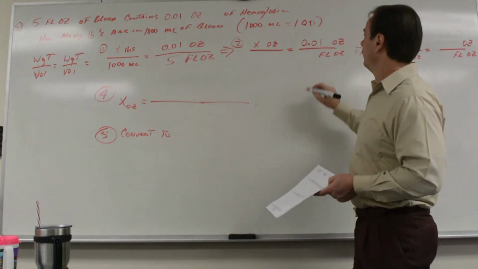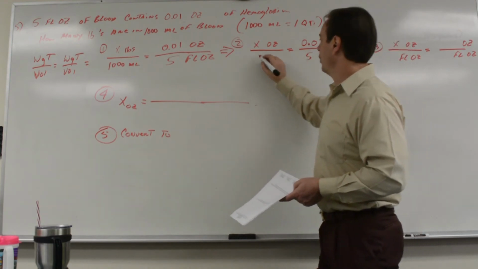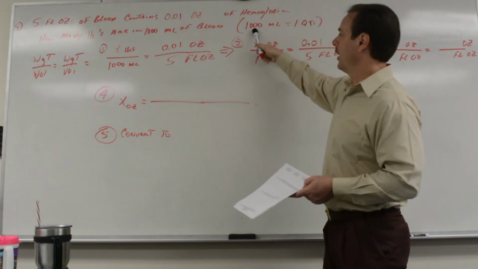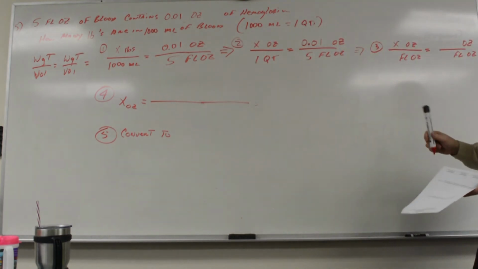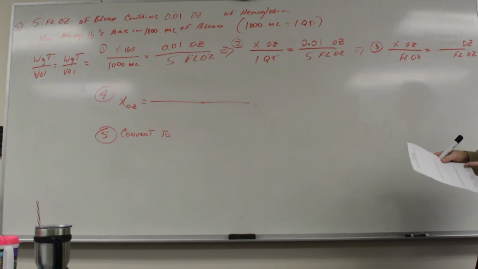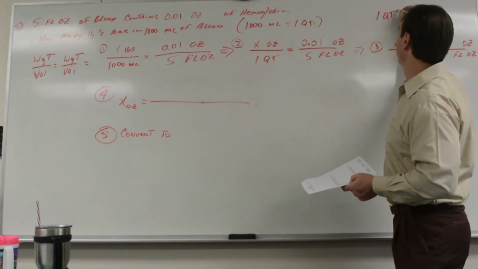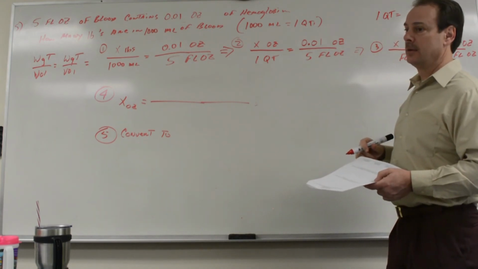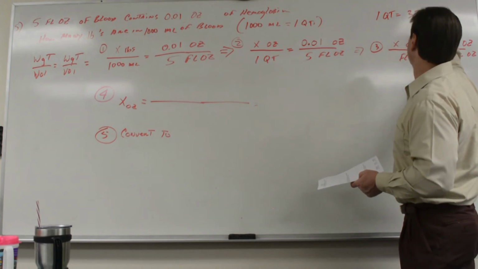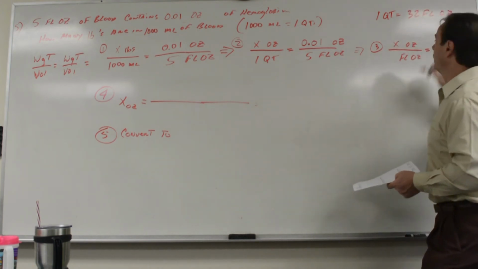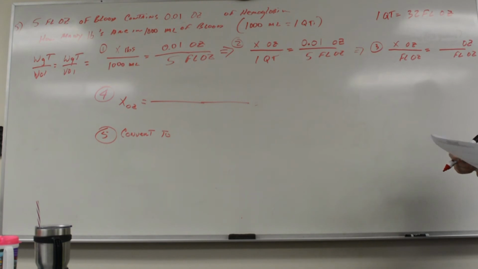Well, this is 5 fluid ounces, right? And this is 1 quart, because this 1,000 milliliters is equal to 1 quart. Now that's in an English unit, but we've got to convert quarts into what? Fluid ounces. We could do dimensional analysis from cups because we know that 1 cup is 8 ounces.